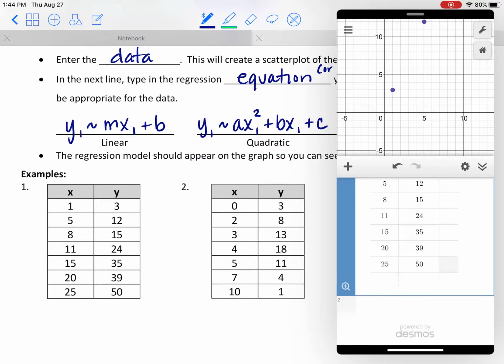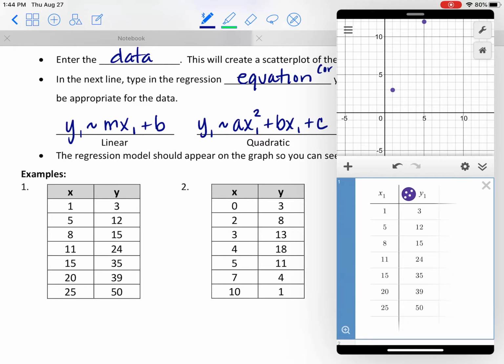And if you look on the graph, you can see a couple points there. If I want to see all of the points plotted, it's actually plotting those points as I put them in the table. In the blue bar on the side here, there's a little, looks like a magnifying glass with a plus sign. If you tap that, it's like an auto zoom.